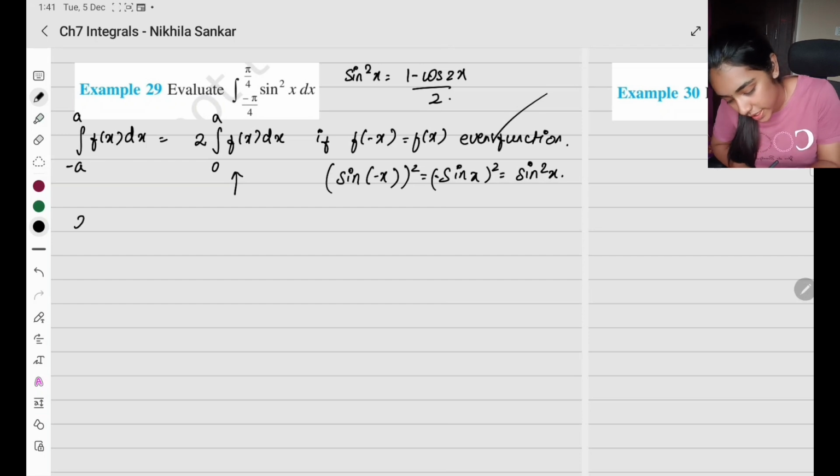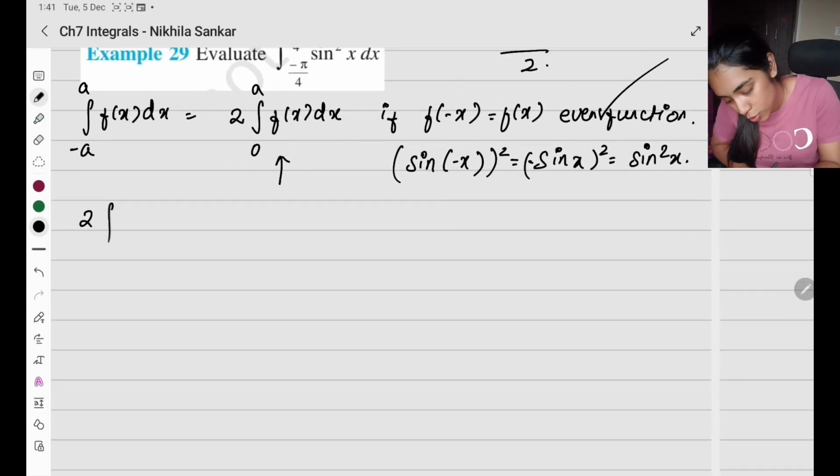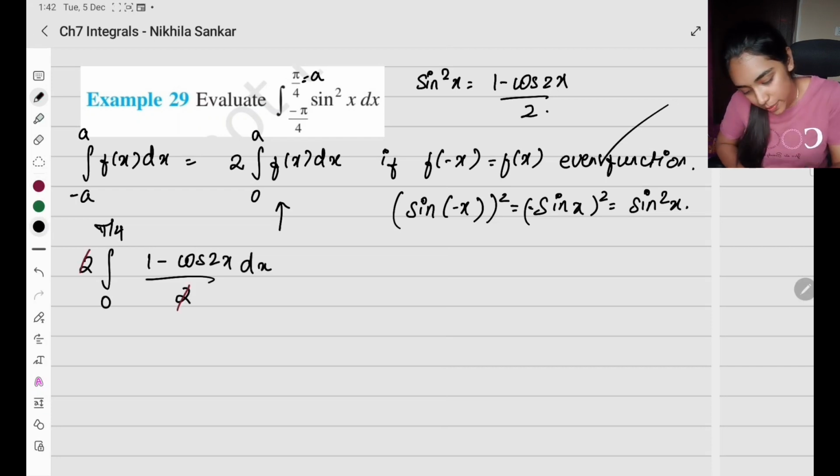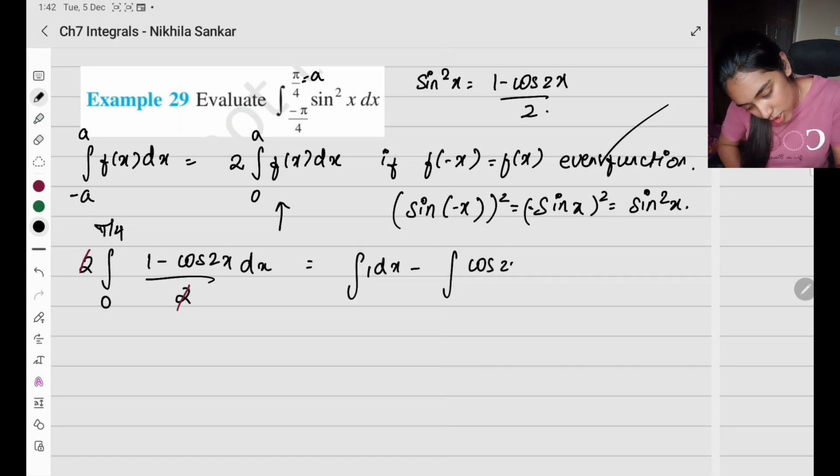Okay. So my integral changes in such a way, what is my a here? A is going to be pi by 4. So this is my a. So 0 to pi by 4 times 1 minus cos 2x the whole divided by 2 times dx. The 2 and the 2 get cancelled. So it's a normal integration. So I'm going to do 1 dx minus integral cos 2x dx from 0 to pi by 4.